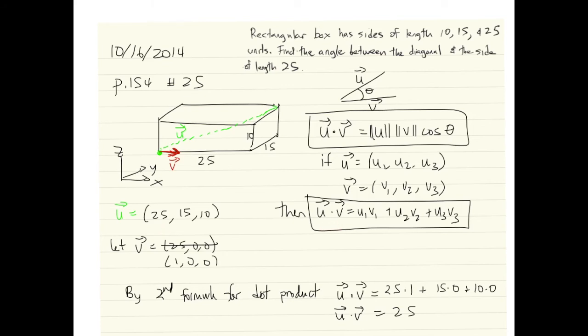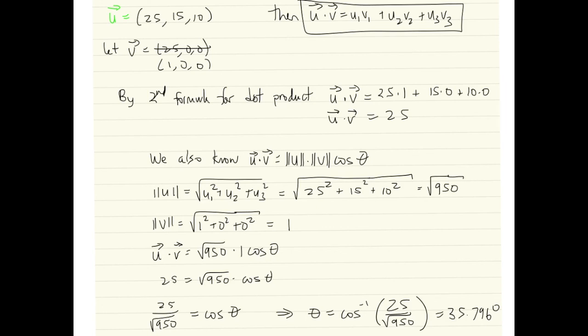Since we're given their components, we want to use the second formula here, and the dot product of u and v is 25 times 1 plus 15 times 0 plus 10 times 0, and that all adds up to 25. Next, let's use the other formula for the dot product, namely u dot v is also equal to the norm of u times the norm of v times the cosine of the angle between them.